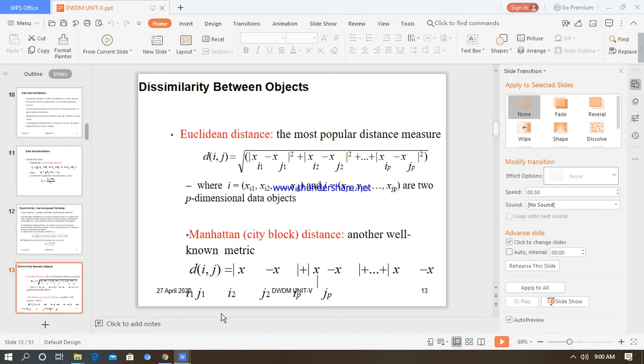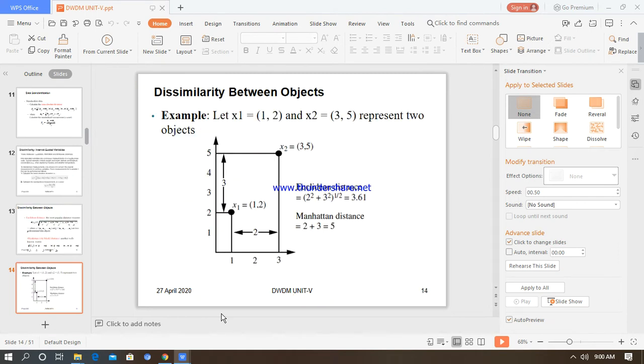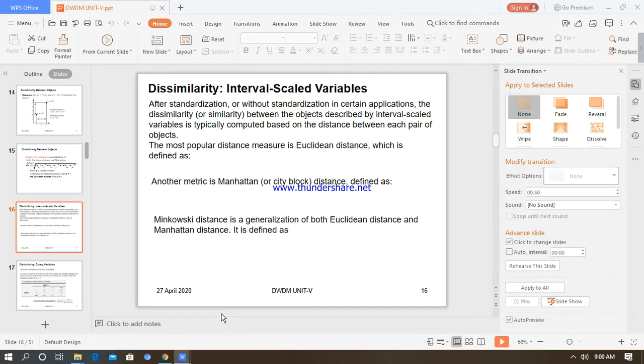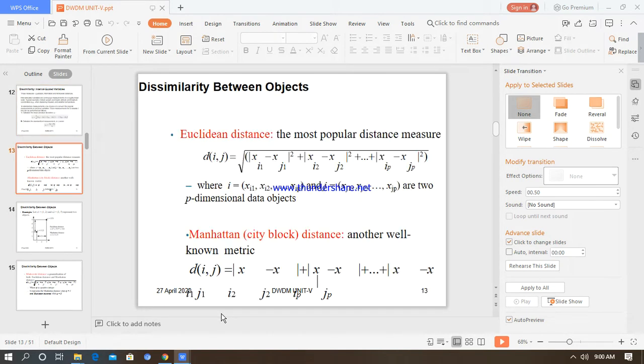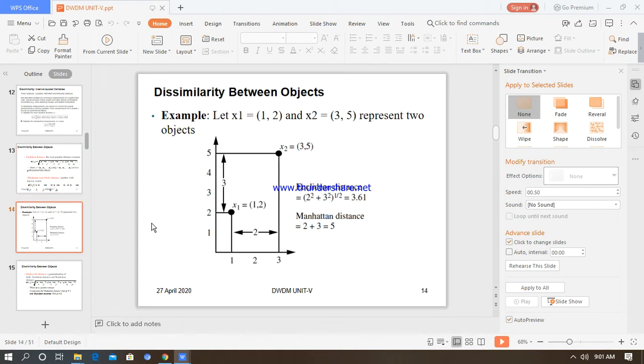Next, dissimilarity between these objects can be measured by these three things. First one is Euclidean distance, the most popular distance measure, where distance of two objects is calculated as x of i1 minus x of j1, that is first object minus second object, squared, plus like this we are going to calculate. And second method is the Manhattan or city block distance, another well-known metric also.